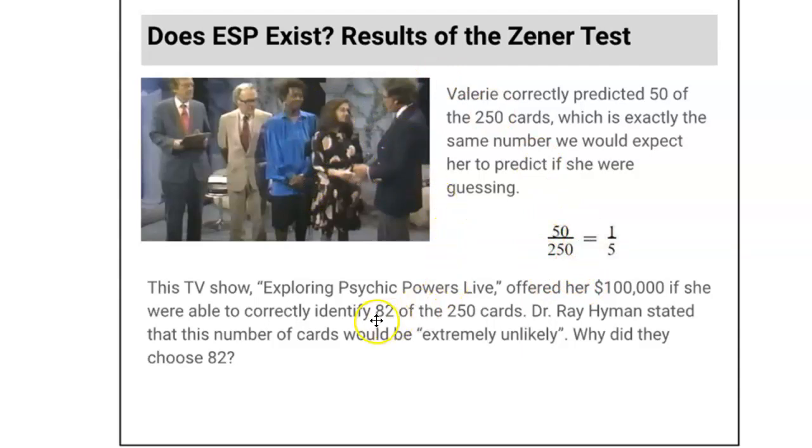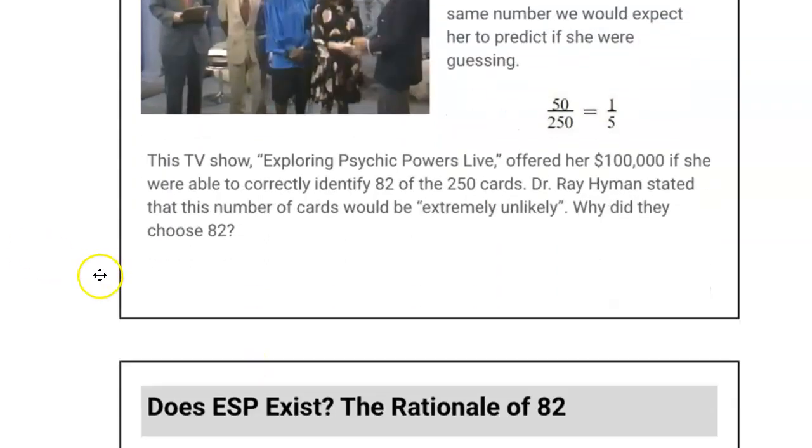On the TV show, they offered her $100,000 if she could correctly identify 82 out of the 250 cards. Seems pretty likely, right? Why did they choose 82? Hopefully you keep that in your mind and try to focus on that. Why would they choose 82? There's a statistically reasonable reason.